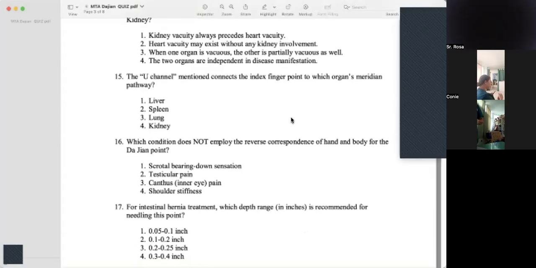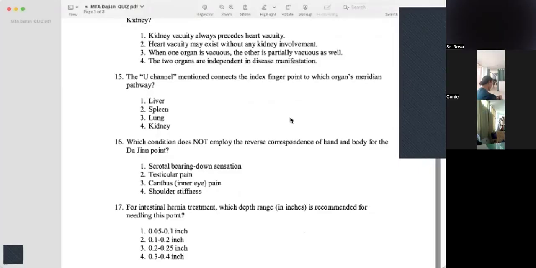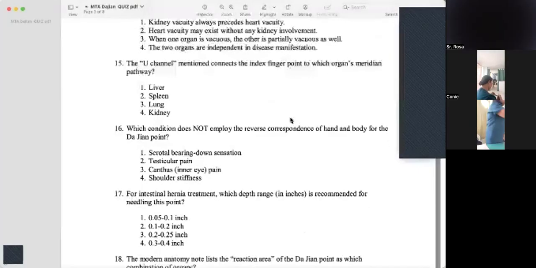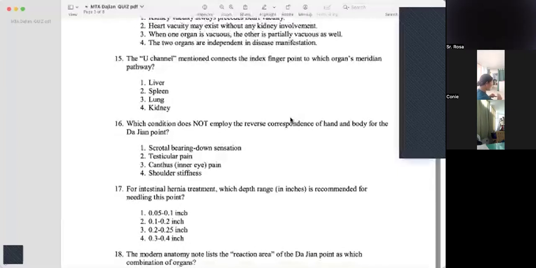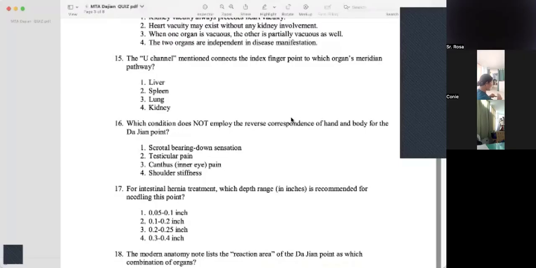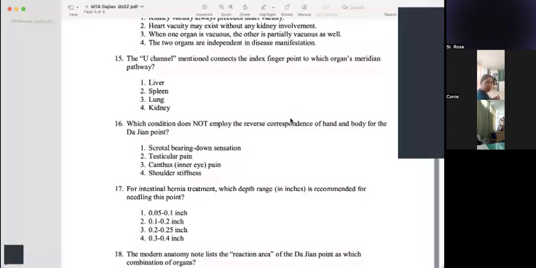The U channel mentioned connects the index finger point to which organ's meridian pathway? Liver? Ah, U channel. Index finger. I don't know this one, the U channel. Anyone knows the answer?